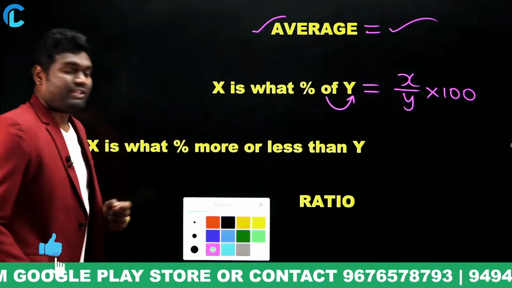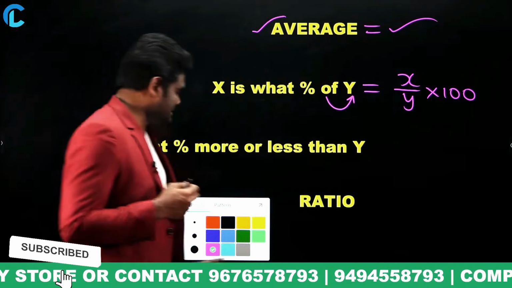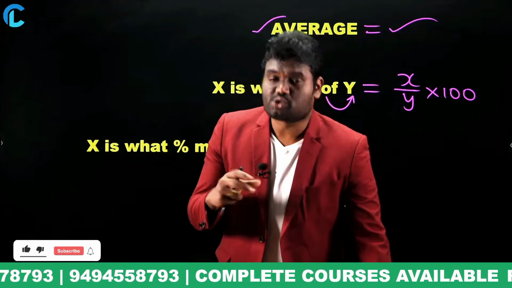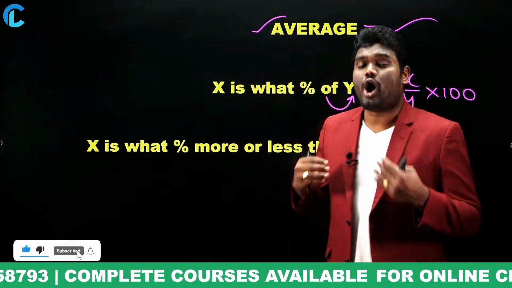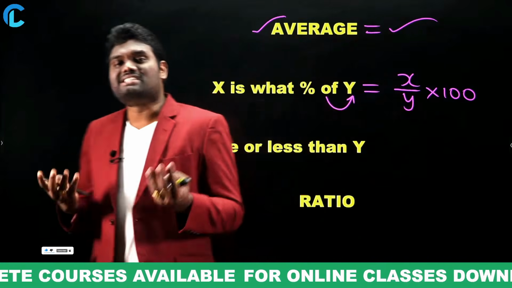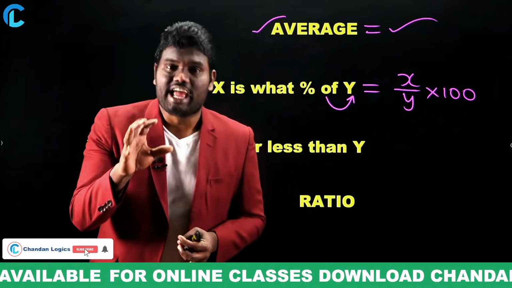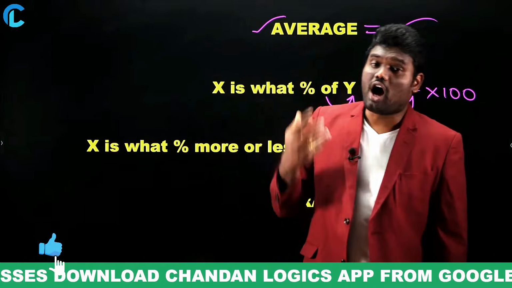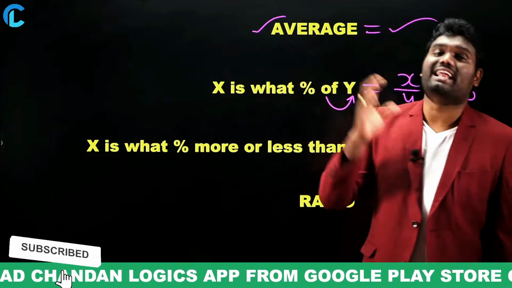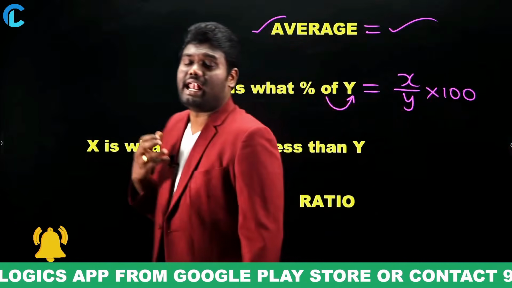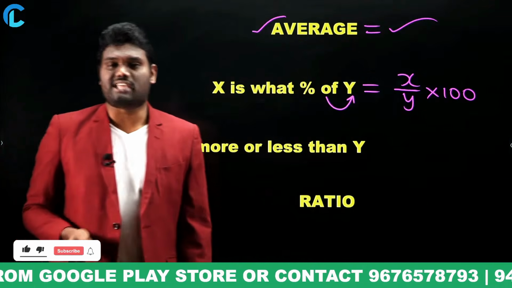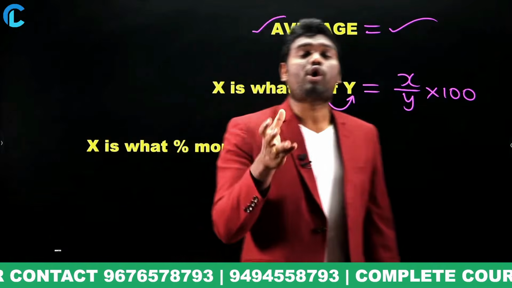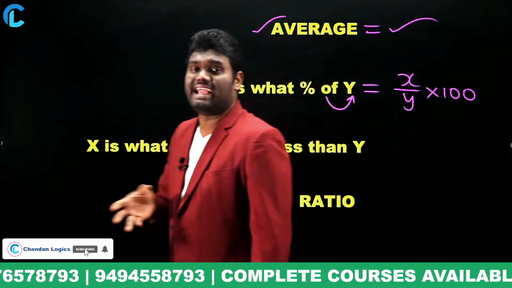Is that clear? Next, X is what percent more or less than Y. Sometimes you'll have questions based on more or less as well. College A strength is what percent more or less than college C. Or they will say number of oranges is what percent more or less than number of apples. Or number of chocolates is what percent more than number of biscuits. Or number of cars sold by company A is what percent more or less than number of cars sold by company D.